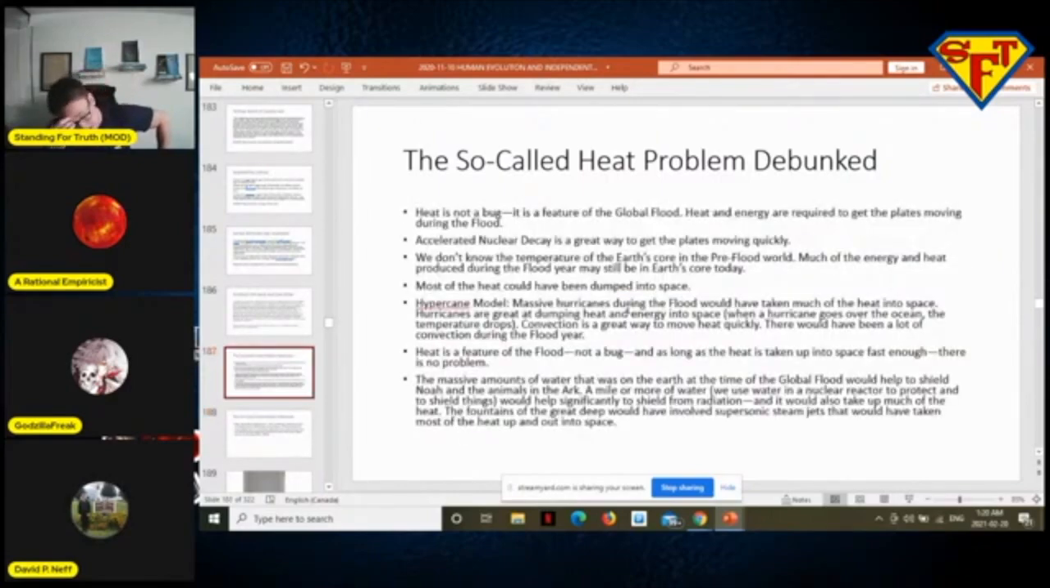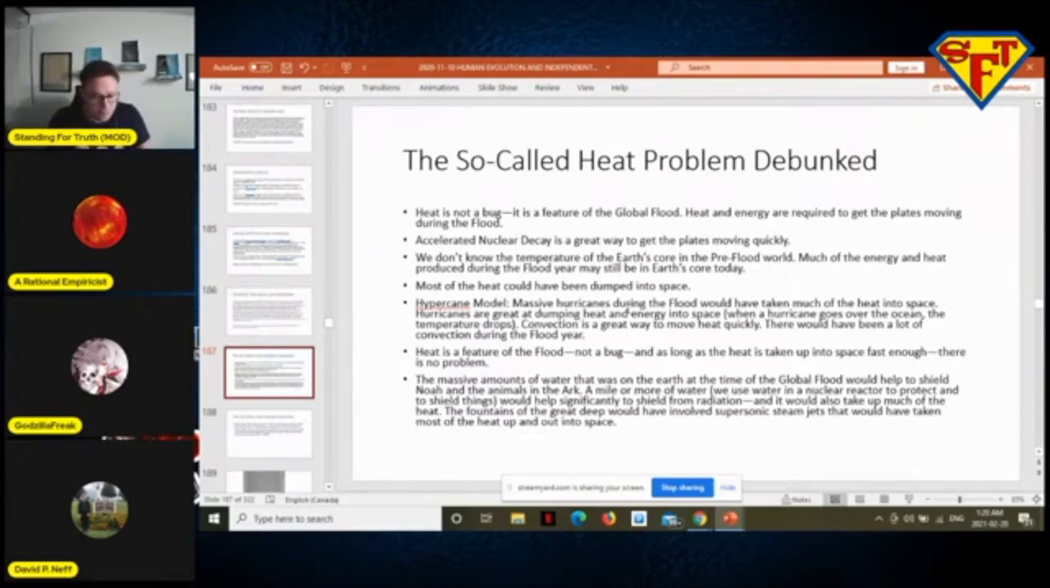So now we have to discuss the mechanisms that Dr. Andrew Snelling is talking about in his papers. I've got a list of possible solutions. Now, we weren't there during the flood. Of course not. Today we see the rocks. We see the scars indicating accelerated nuclear decay.